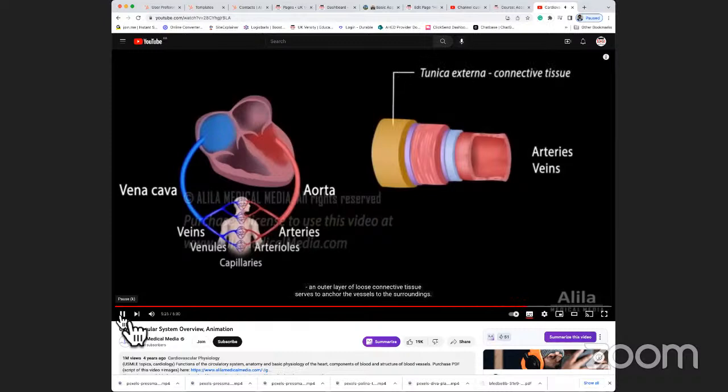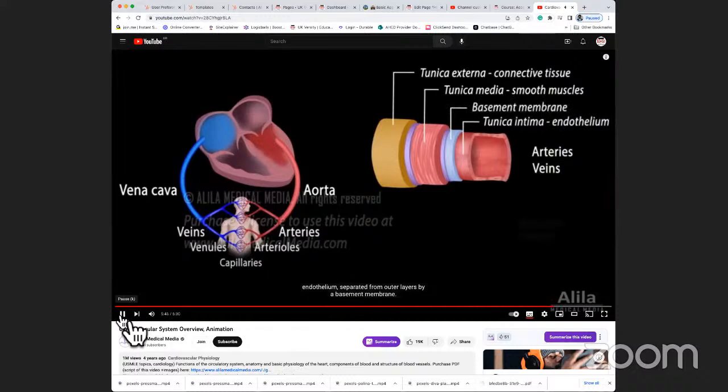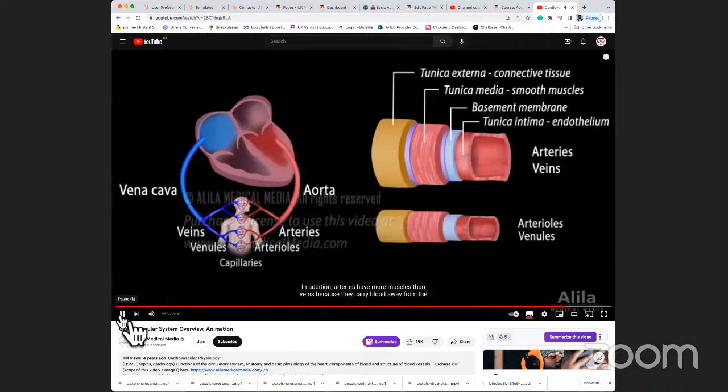An outer layer of loose connective tissue serves to anchor the vessels to the surroundings. A middle layer of mostly smooth muscle allows the vessels to constrict or dilate, regulating blood flow. And an inner layer consists of thin squamous endothelium, separated from the outer layers by a basement membrane. In general, larger vessels have more connective tissue and smooth muscle. In addition, arteries have more muscle than veins because they carry blood away from the heart and must withstand higher pressures generated by the beating of the heart.